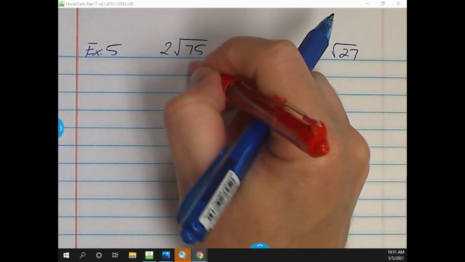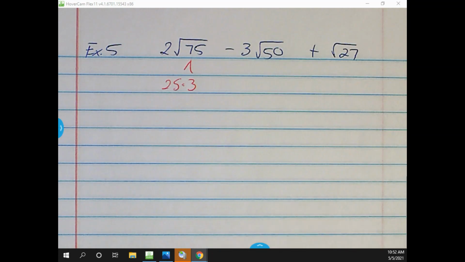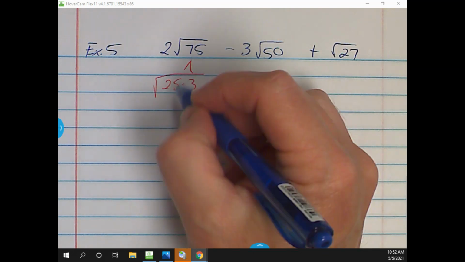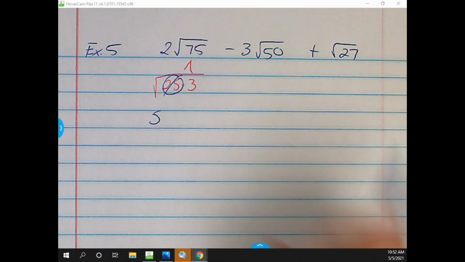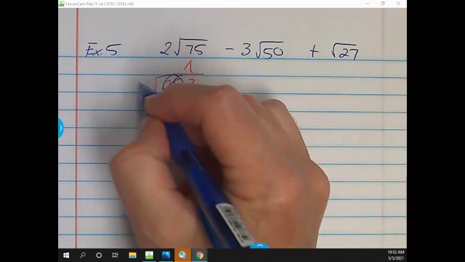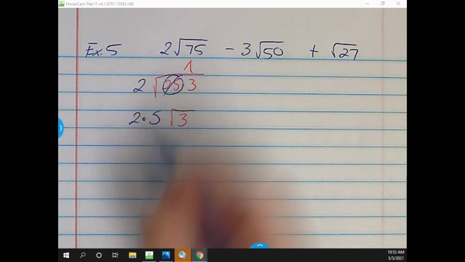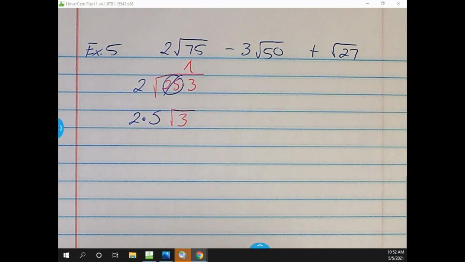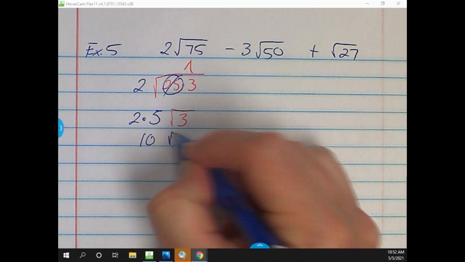With 75, the first thing I'm thinking is it's 25 times 3. And if you break it down with 25 times 3, hopefully that jumps out at you that the square root of 25 is a perfect number. When we do the square root of 25 and make that 5, the square root of 3 would be left on the inside. All right, and the 2 that was in front was already 2 times this thing, so it still stays there. So it's still 2 times 5 times the square root of 3. So we can make that one 10 square root of 3.